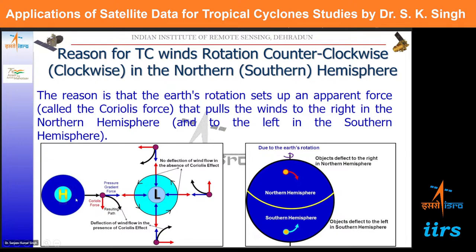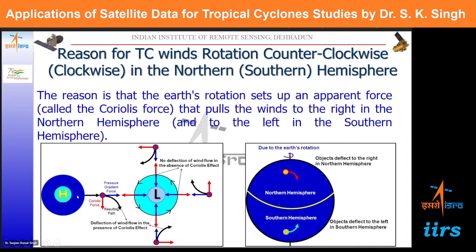Look at this picture. If there is a low pressure, and surrounding it is a high pressure, the wind will move from high pressure to low pressure due to the pressure gradient force. At the same time, the Coriolis force also starts acting. Due to Earth's rotation, it sets up an apparent force. It has a tendency to deflect objects to the right in the northern hemisphere and to the left in the southern hemisphere.